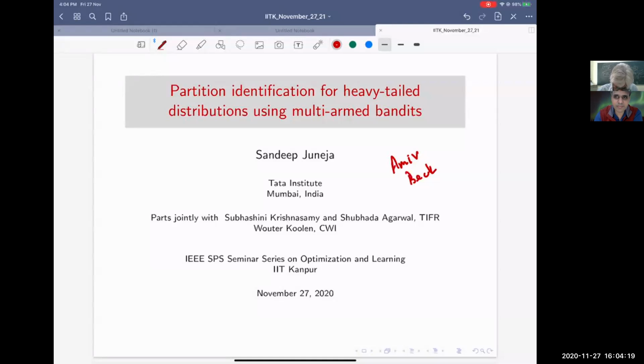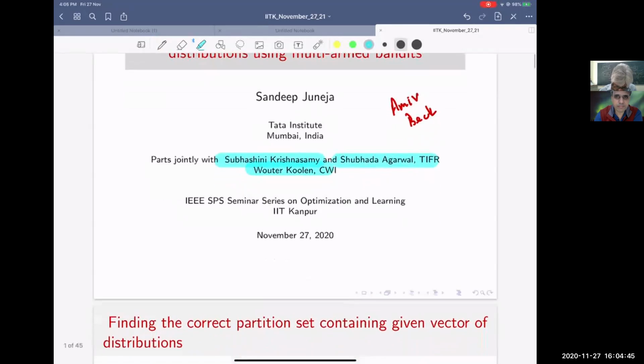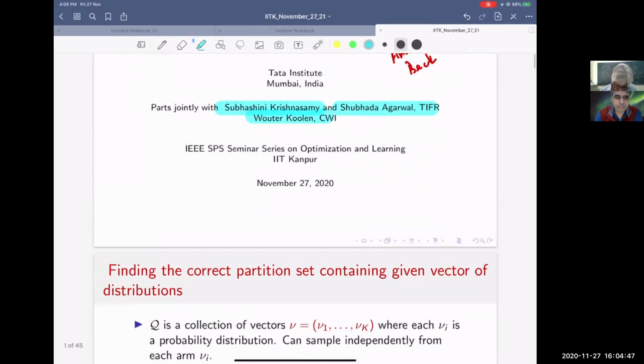So yeah, I've started giving talks using a tablet. It's a new experience, but we attempt to make up for the fact that it's not a live talk. This is joint work with Subhashini, who was a postdoc here, and Shubhadda, who's doing a PhD with me right now. And some parts are with Wouter Kuhlen, who's in CWI. This is some of the tail distribution work, which I'll talk about towards the end.